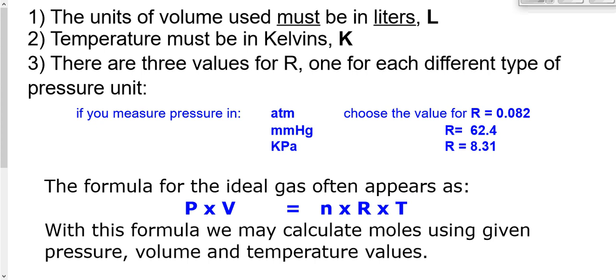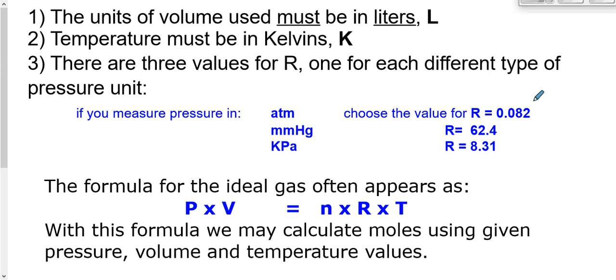But again, depending on the value that we use for pressure, the number that we'd have to substitute for R is going to change dramatically. So if our pressure is measured in atmospheres, the value that we get for R is 0.082. Now this is a constant. Anytime pressure is in atmospheres, the value for R would be 0.082. If our pressure is measured in millimeters mercury, the value for R would be 62.4. And if we're measuring in kilopascals, we use 8.31.